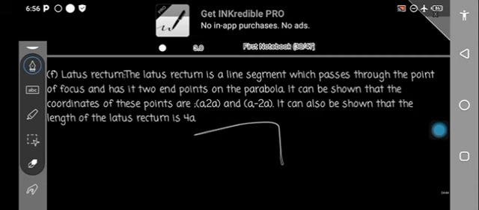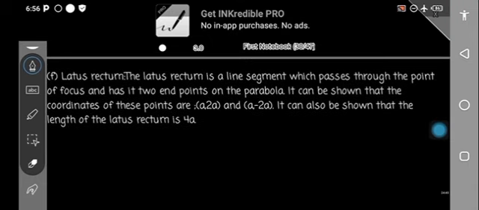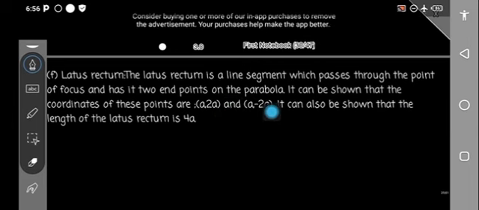So what next do we talk about? The next thing we want to talk about is the latus rectum. The latus rectum is a line segment which passes through the focus and has its two ends on the parabola. It can be shown that the coordinates of these points are (a, 2a) and (a, minus 2a). It can also be shown that the length of the latus rectum is 4a.